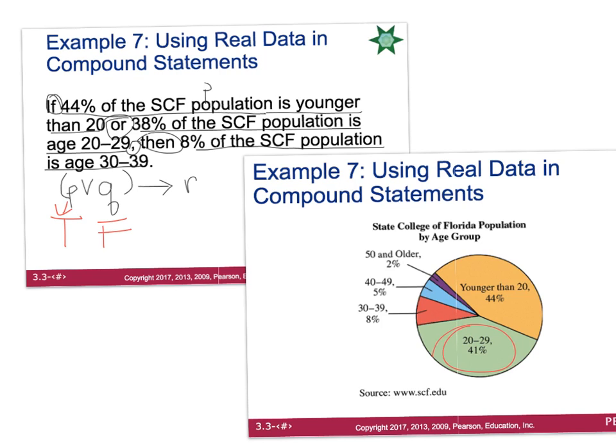So what does that tell me about P or Q? Well, in an or situation, only one of them needs to be true. So since P is true, I know that the left-hand side of the conditional statement is true. Now I need to see what's going on with statement R. Statement R is 8% of the population is age 30 to 39. Well, if you look at that wedge, that is a true statement.